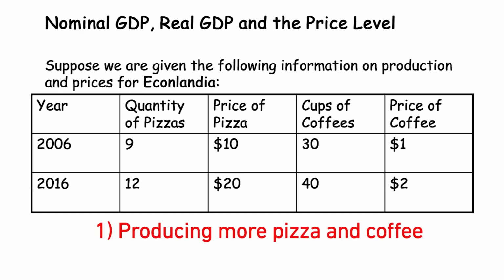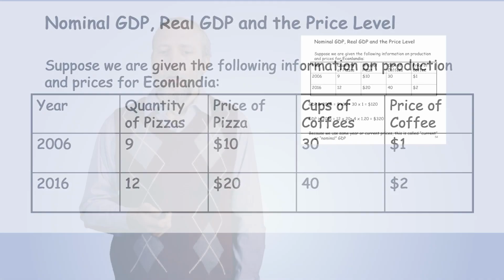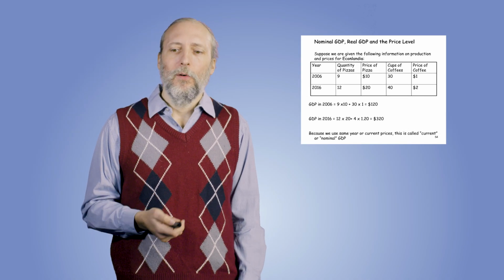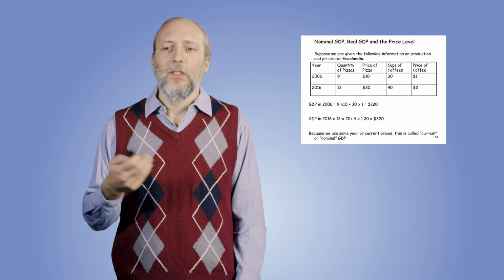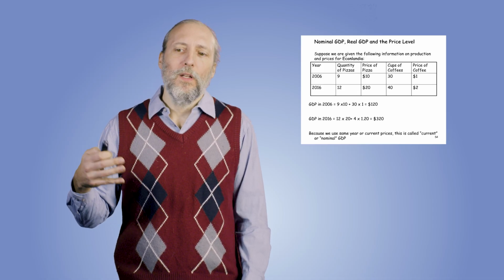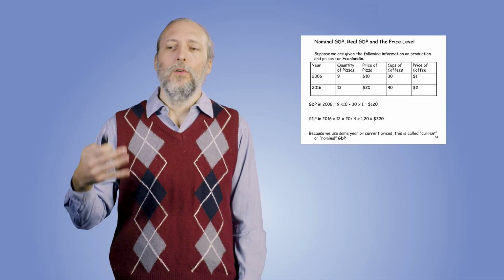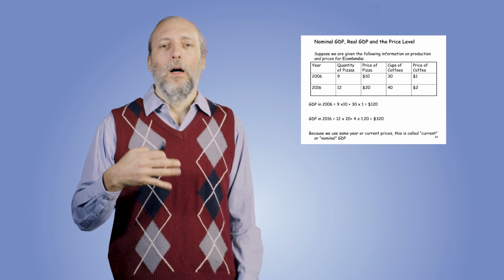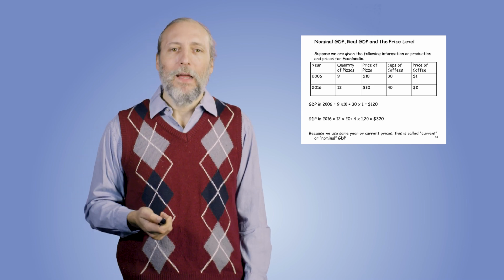One is because we are producing more pizza and more coffee, so the physical production of goods has gone up. But another is because prices have gone up. Sometimes we want to distinguish between those 2 effects, and that's where the notion of nominal and real GDP comes in. Real GDP, as the name indicates, focuses on the change in the real quantity of goods and services produced and eliminates the price effect.